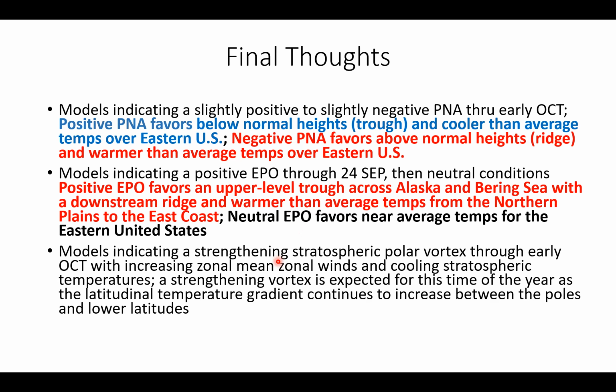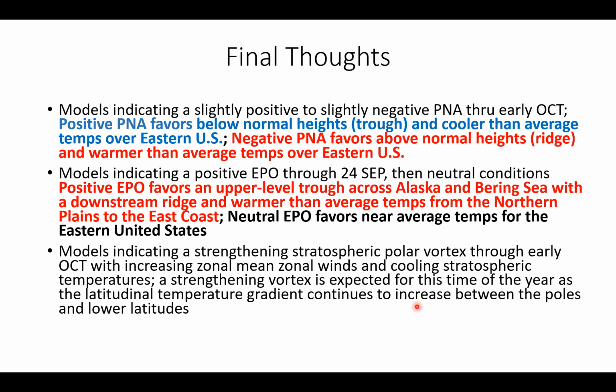And then models are indicating, I didn't show this, I looked at the site yesterday, but it really didn't have any updates since the 8th of September, so hopefully the site's okay, and we'll have an update soon. But from what I'm seeing otherwise, the models are indicating a strengthening stratospheric polar vortex through early October, with increasing zonal mean zonal winds and cooling stratospheric temperatures. And that's what we expect this time of year, a strengthening polar vortex in the stratosphere as the latitudinal temperature gradient continues to increase between the poles and lower latitudes.